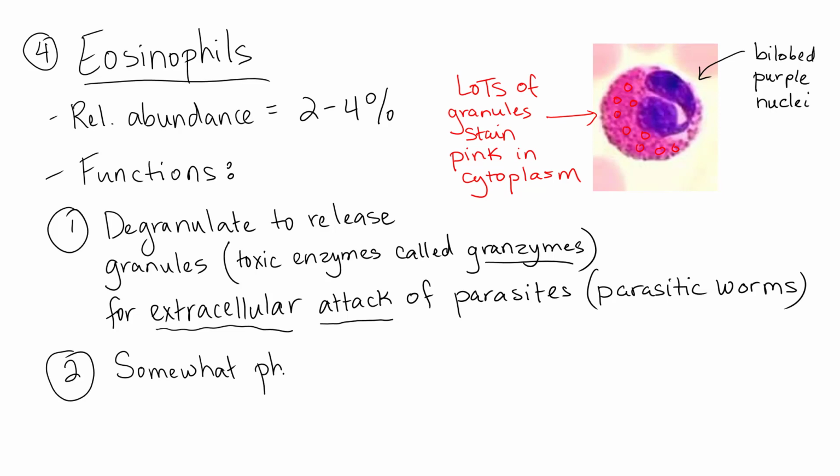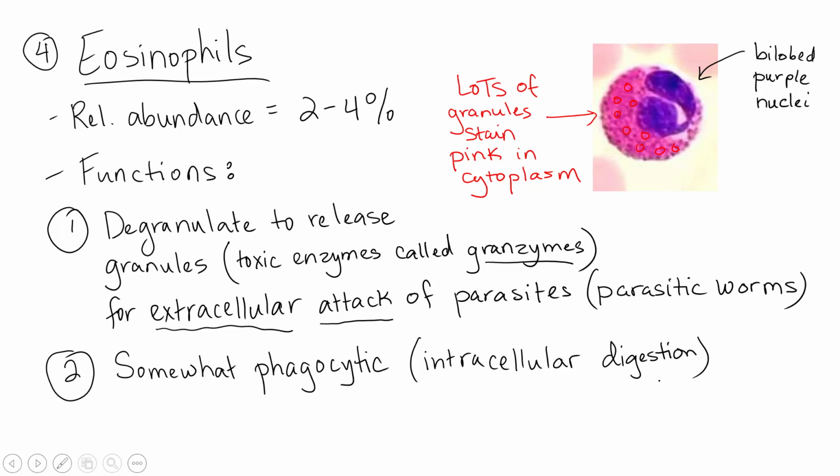phagocytic. It's not the main collection of phagocytes. Remember, who's the other phagocyte we've talked about? That's right, neutrophils. So it's somewhat phagocytic, which means it can perform phagocytosis, which is a method of intracellular digestion of pathogens. So if somebody has an elevated eosinophil count, what is that a clue of? That's right, probably a parasitic worm infection would be the clue.